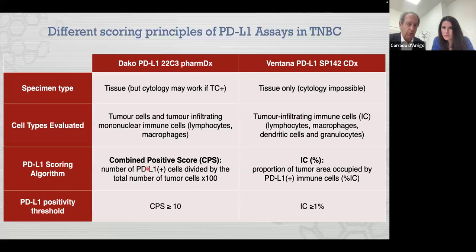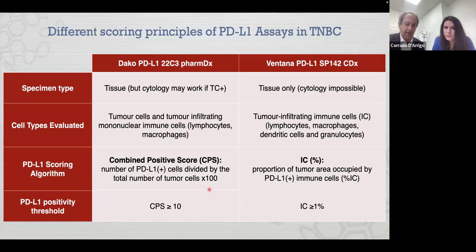Also remember that the 2 antibodies are interpreted differently. Importantly, the targets of our interpretation are different. For 22C3, you look at tumor cells and tumor-infiltrating mononuclear cells. For the SP142, you look only at tumor-infiltrating cells, and the type of immune cells is restricted to lymphocytes and macrophages, no plasma cells, no neutrophils.